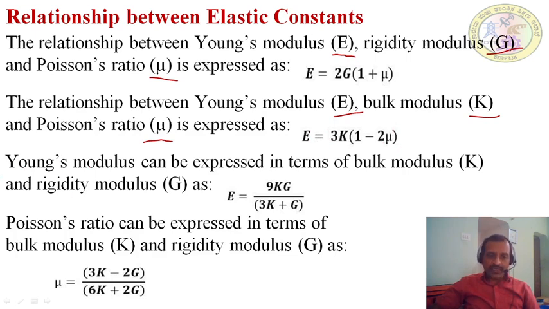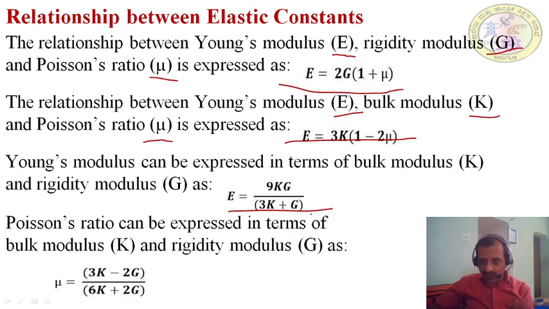Again, the third relation is Young's modulus expressed in terms of bulk modulus K and rigidity modulus G. So now it is given by E is equal to 9KG by (3K plus G). So look at all the three equations, all three are expressed in terms of Young's modulus E is equal to the remaining elastic constants only.